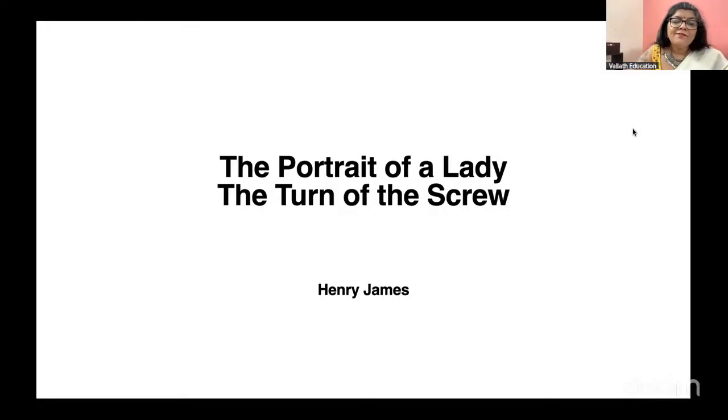Very good. In which book of Henry James do we have Isabel Archer? It is in The Portrait of a Lady. Correct. In which book of Henry James do we have Lambert Strether? Lambert Strether is in The Ambassadors.